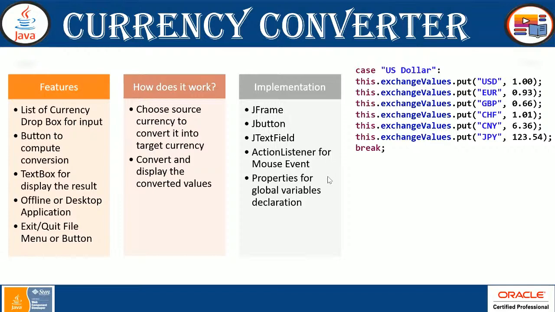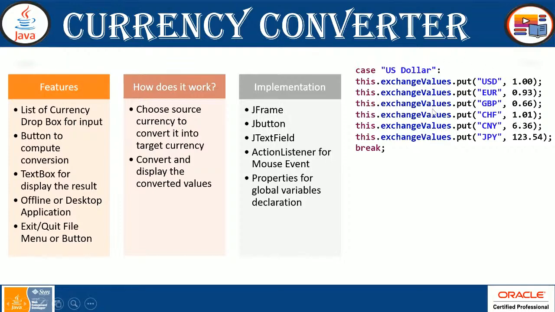Implementation. For a graphical user interface, you need a frame, a window, a button to compute, and a text field which will let the user enter the amount of the currencies, an action listener for mouse event implementation, and the properties for global variable declaration. Here we are going to use a number of currencies. You can see here Euro, USD, Indian rupee, or any other country currency.